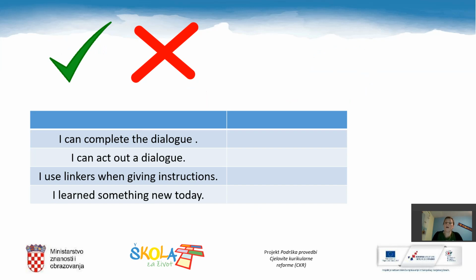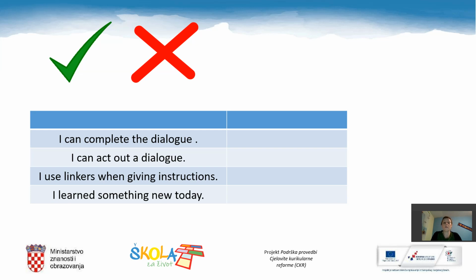Now, we have come to an end of our lesson, but it's time to think about your progress. So how do you feel and how do you like today's lesson? I can complete the dialogue. So can you complete the dialogue? Do you remember the task? Can you complete the dialogue with the missing phrases? If you can do it, put a tick. If you can't do it, then put a cross. I can act out a dialogue. Can you do it? Put a tick. If you can't do it, put a cross.